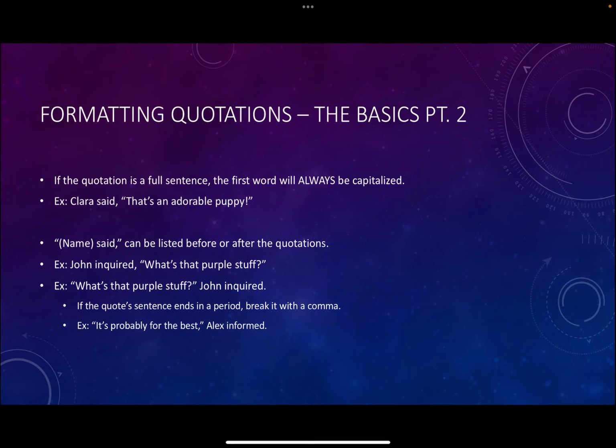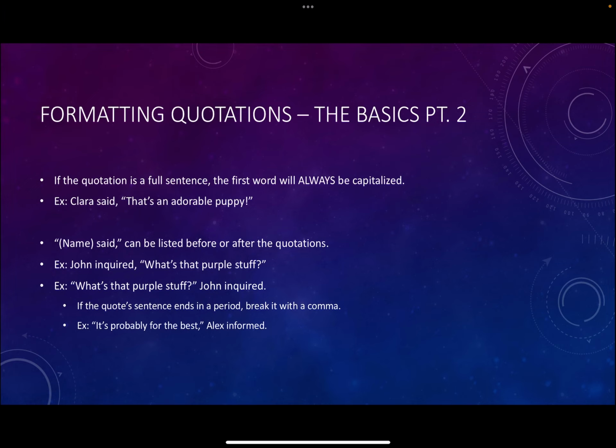If you do not feel comfortable putting phrases such as Clara said at the beginning of sentences, it is also grammatically correct to end with that phrase instead. In these examples, you can see how both sentences for John inquired can either lead with or end with that phrase. Finally, if the quote's sentence ends in a period, break it with a comma instead of ending the sentence off, if the sentence continues with a phrase such as Alex informed.